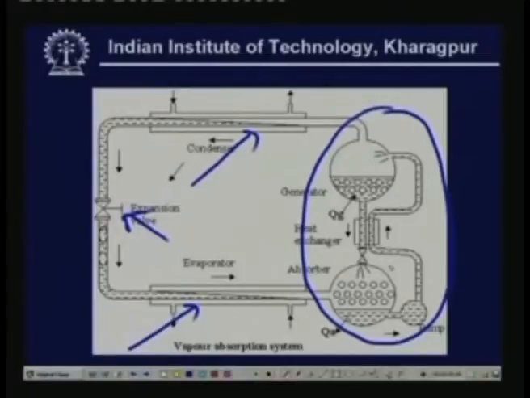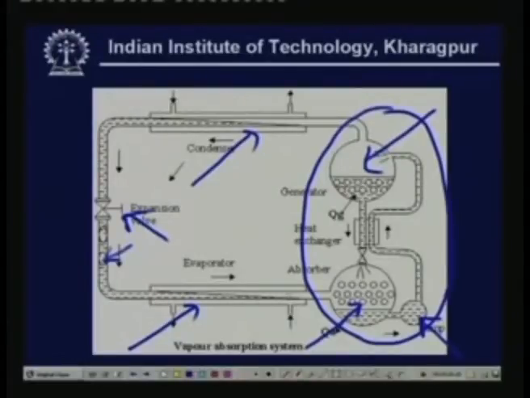Let us see how this is done. Here, instead of a mechanical compressor, we have a component called the absorber, a component called the generator, and a solution pump. Let me explain the working principle here. Again, let us begin right after the expansion valve. After the expansion valve, we have low temperature, low pressure liquid, and this liquid enters the evaporator, where it takes heat from the surrounding water in this case and produces a refrigeration effect in the surroundings. And during this process, the liquid becomes a vapor.